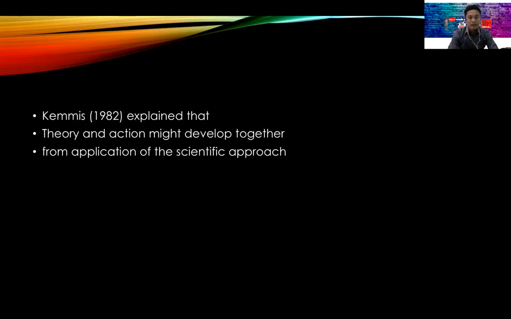Yeah. And then next, we have Kurt, and John Dewey, and Gideonse, and then next we have Kemmis. Kemmis, as I mentioned from the first slide of this learning material, is one of the scientists that tried to develop Kurt's theory about classroom action research, or about action research. First, Kemmis, 1982, explained that theory and action might develop together. So while conducting the research, we have to combine, blend, and make a combination between theory and action. Action in classroom action research, we can simply call the treatment that we are going to propose to solve a certain problem.